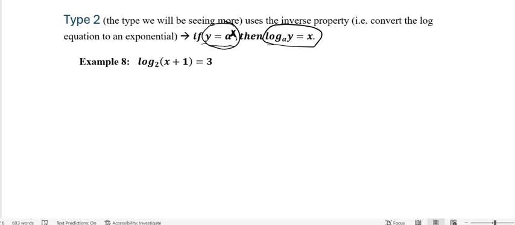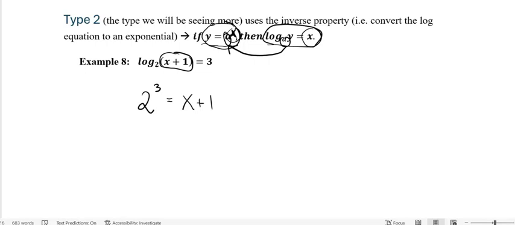So, how do I jump back and forth between the two? I've got to go this way. This will be my method. If I have a log, I'm going to use what I know about exponentials to solve this. So I rewrite it as an exponential. What's the base? 2. Base, base. What's the exponent? It's what the log is equal to. In this case, 3. So 2 to the third equals the input of the log is the output for exponential, right? That's my inverse property.